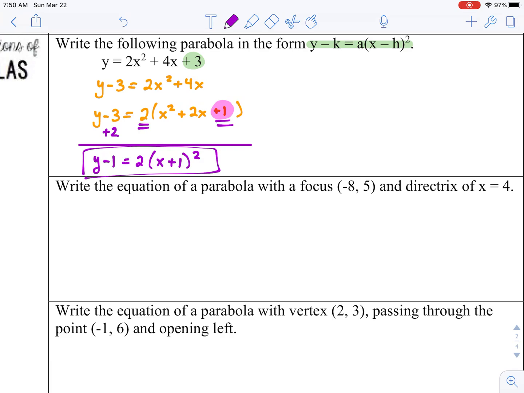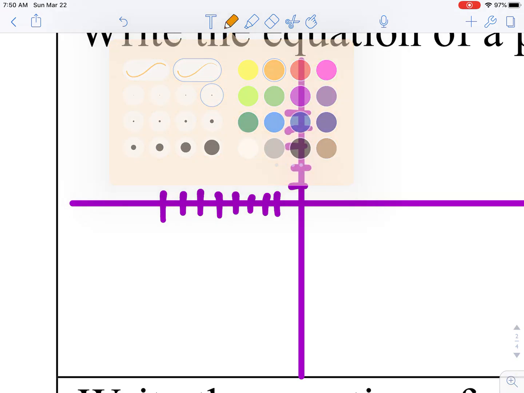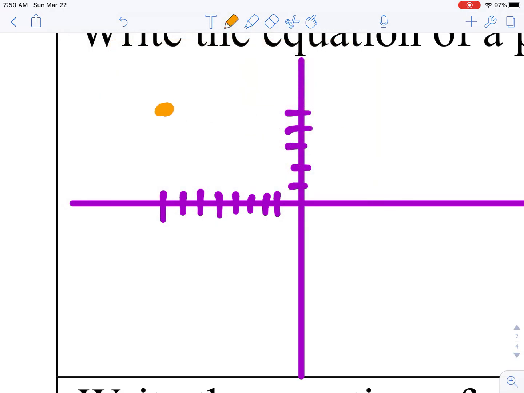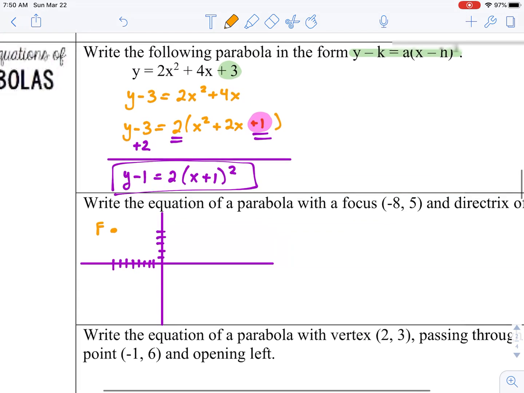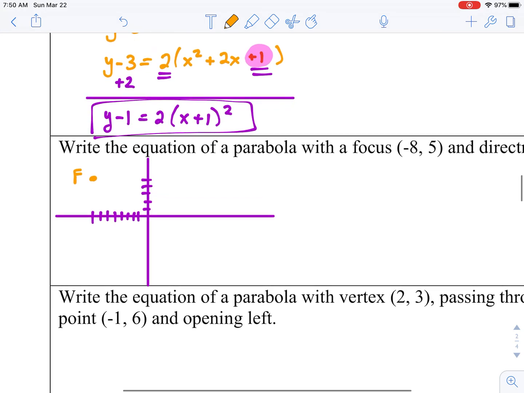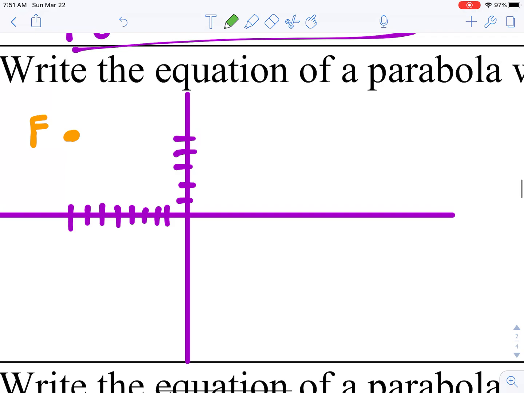Now, focus and directrix, I found that making a graph is probably the most helpful. So if we were to graph negative 8, 5, it doesn't have to be completely accurate. So we have negative 8, 5, and that is our focus. Then it tells us our directrix is x equals 4. So what does x equals 4 look like? Well, it's going to be a vertical line.